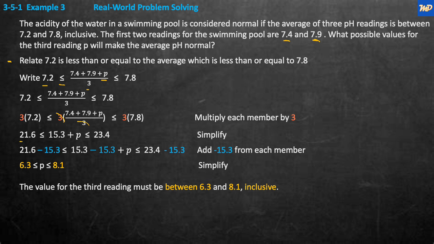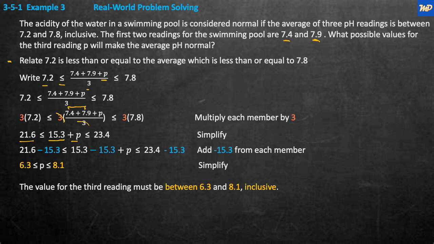So what do we get? We get 21.6. 3 times 7 is 21, 3 times 0.2 is 0.6. 21.6 is less than or equal to 15.3 plus the p. All we did is add these two together and then add the p. So that's where we got the 15.3. 7 and 7 is 14.